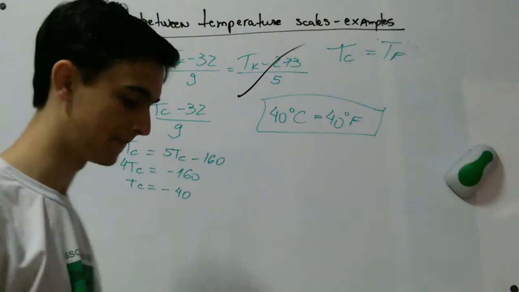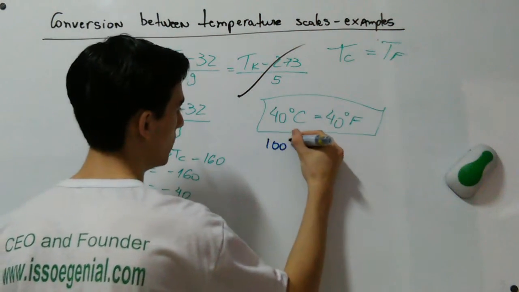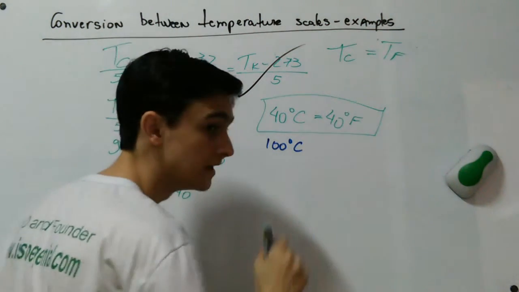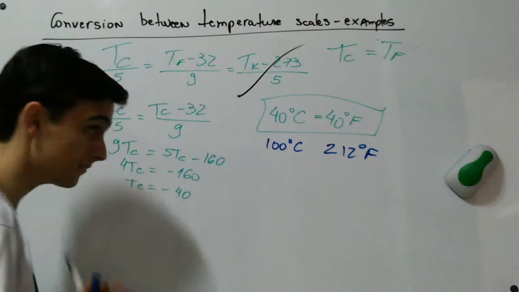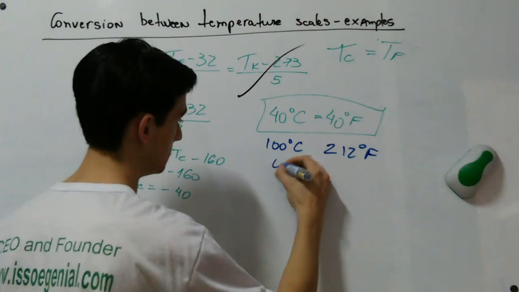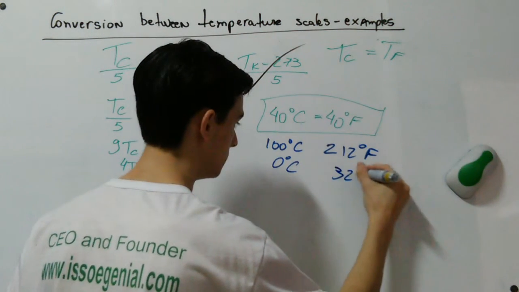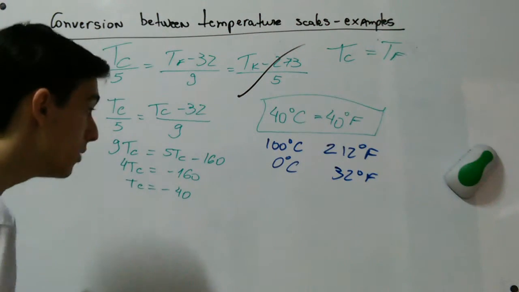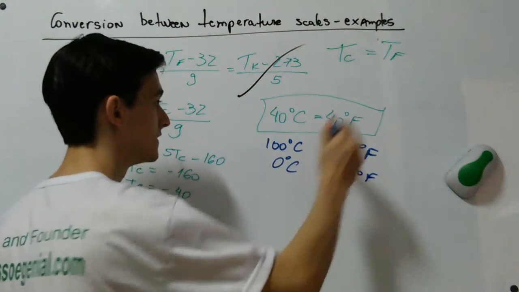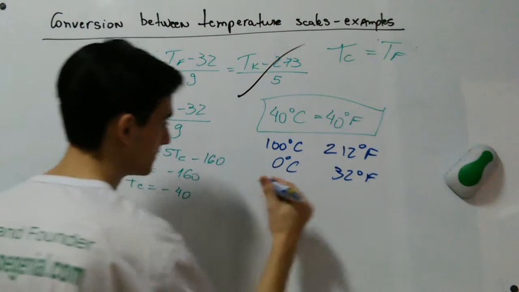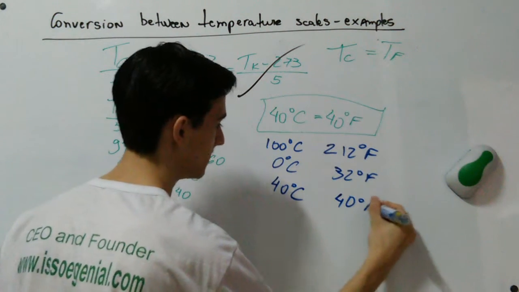If you remember the last video, we saw that the steam point in the Celsius scale is 100 degrees Celsius, and in the Fahrenheit scale is 212 degrees Fahrenheit. The ice point is 0 degrees Celsius and 32 degrees Fahrenheit. We have just seen that negative 40 degrees Celsius is negative 40 degrees Fahrenheit.